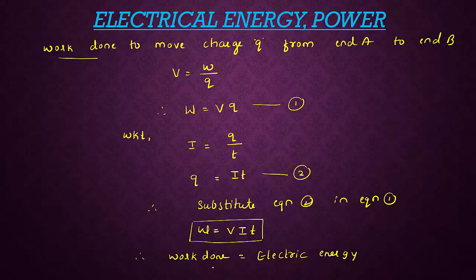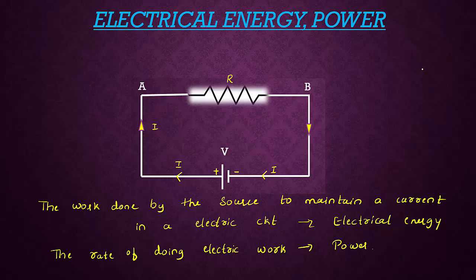So we can write it as E equal to VIT. This is an expression for electric energy. What is the expression for electric energy? E equal to V into I into T, where E indicates electric energy, V is the potential difference across the points A and B, I is electric current, and T is time interval. So E equal to VIT is an expression for electric energy.